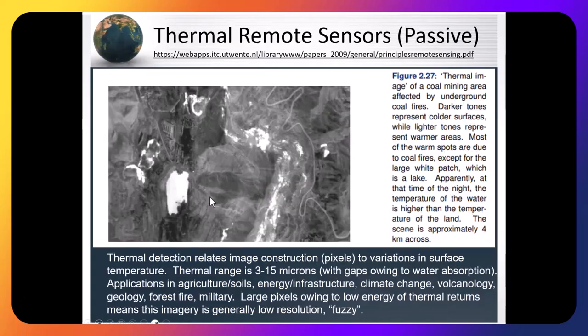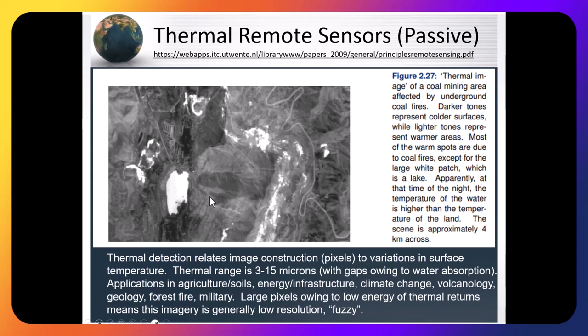There's also thermal remote sensing. This is a type of passive remote sensing which is detecting some of those longer wavelengths I showed in the spectral slide a few minutes ago as variations in surface temperature. So in this case, we're looking at an area that's been warmed up by underground coal fires. And so bright is high temperature, lighter tones, and dark is cooler temperatures or colder surfaces.